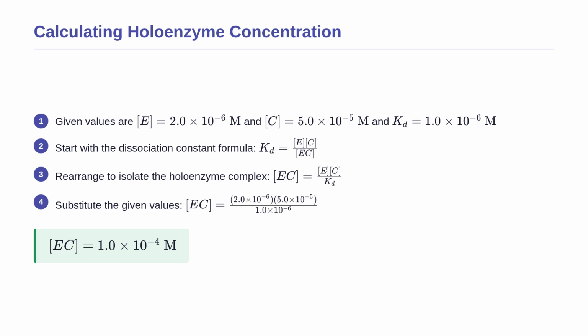To solve this, we start with our standard dissociation constant formula. Because we want to find the bound complex, we algebraically rearrange the equation to isolate EC on the left side. Next, we simply plug in the numbers provided in the problem. The 10 to the minus 6 terms cancel out beautifully, leaving us with our final answer. Physically, this result tells us exactly how much of the enzyme has successfully recruited its battery and is ready to catalyze reactions under these specific cellular conditions.